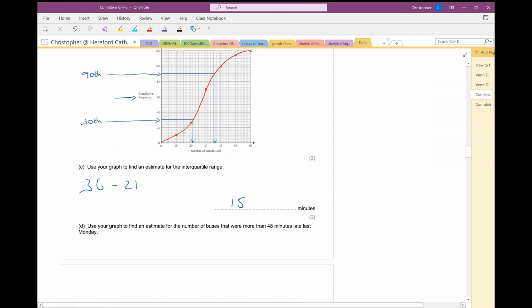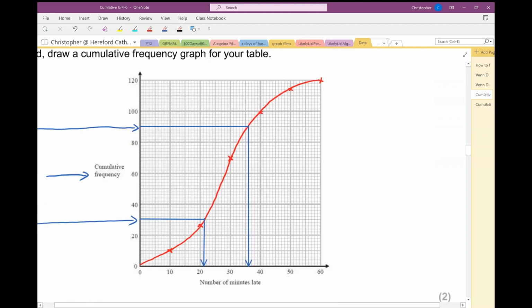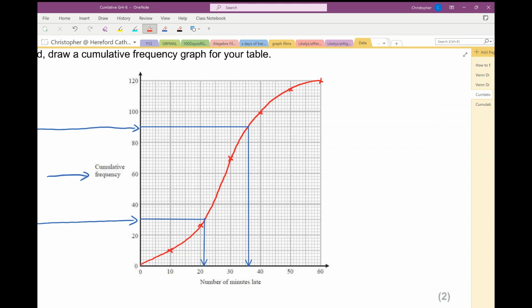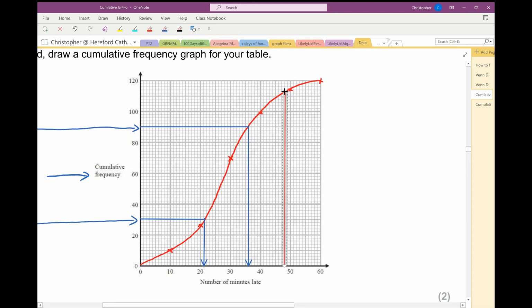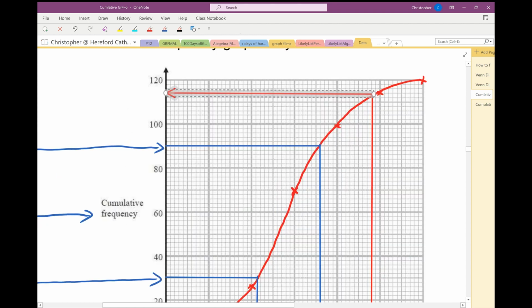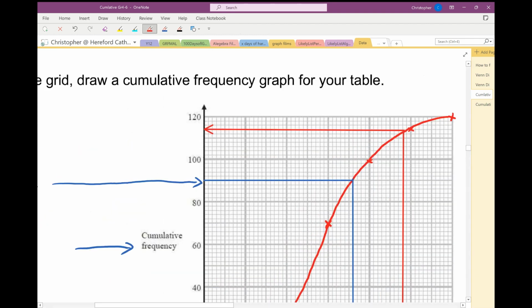Use your graph to find an estimate for the number of buses that were more than 48 minutes late. Right, more than 48 minutes late. So I'm going to have a look here. I've got 48 minutes late, which is there. Let's see how many buses were less than 48 minutes late, because remember, that's what I'm going to be reading off here. So I've got how many buses were less than 48 minutes late. Now be careful, remember the scale was different. That's 110, 112, so that's 114.